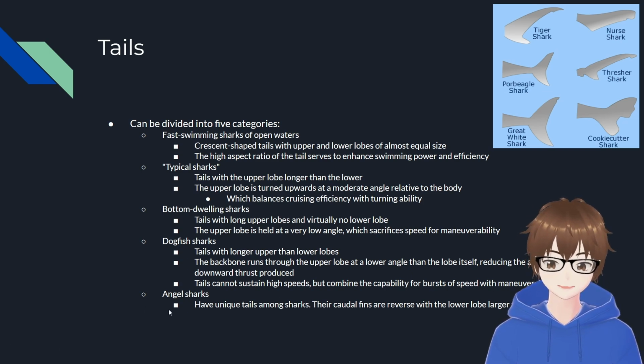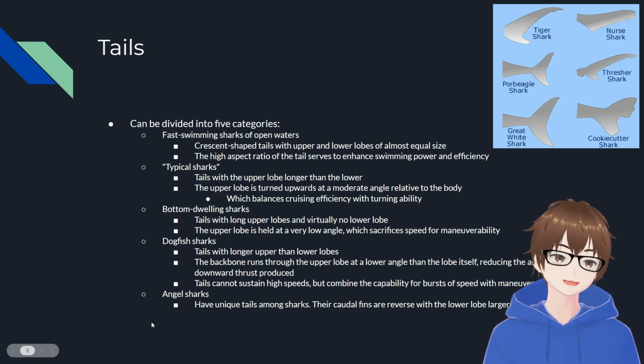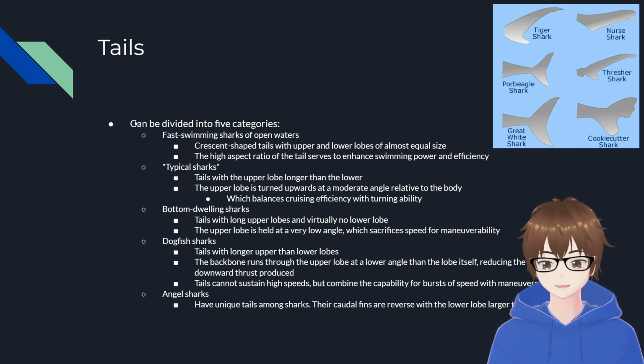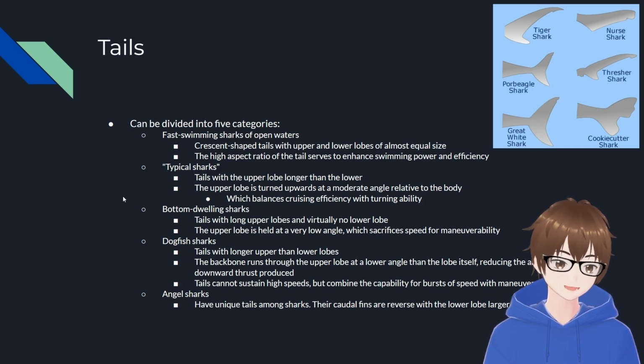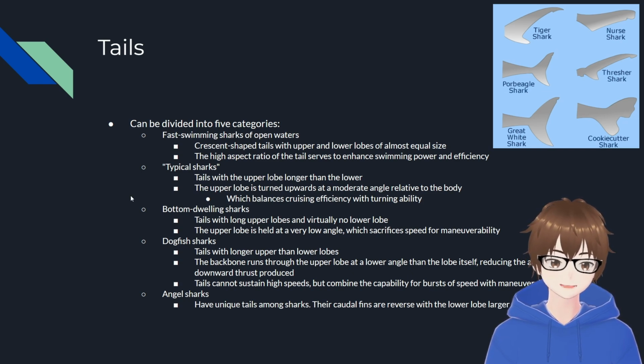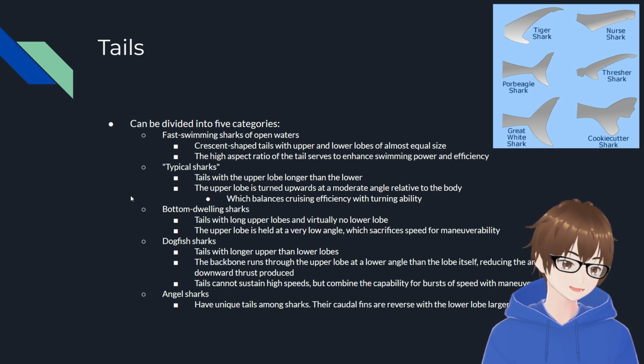Then we have the angel sharks, which have a unique tail among sharks where their caudal fin is reversed, with the lower lobe being larger than the upper lobe. And again, you can look at the picture there where we have 6 different types of fins. So all of these are pretty different. Whenever I initially looked at sharks, I didn't really look at their fins. And now looking at the pictures and seeing how much different they are, I'm like, how could you not see that?